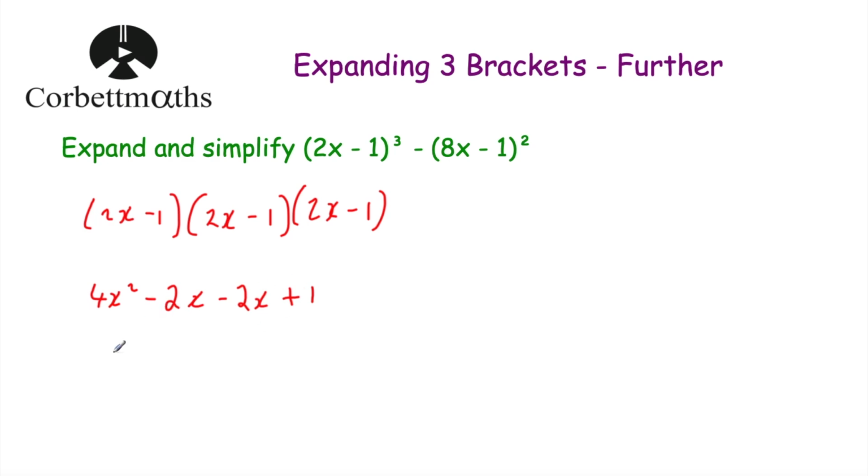But let's simplify that. Focusing on the two terms in the middle, we'd have 4x squared, and then we've got minus 2x taken away another 2x. That'll be minus 4x, and then plus 1. So expanding the first two brackets would give us 4x squared minus 4x plus 1. But we've still got to times that by 2x - 1. So we're now going to times everything in this bracket by 4x squared, everything in the bracket by minus 4x, and everything in the bracket by 1. And then we're going to simplify that and see what we get.